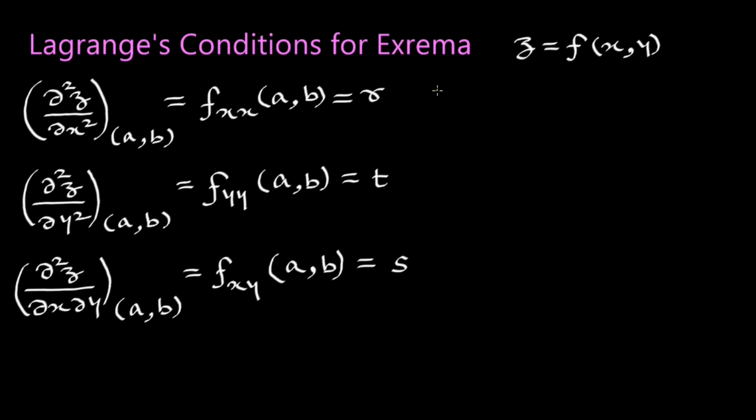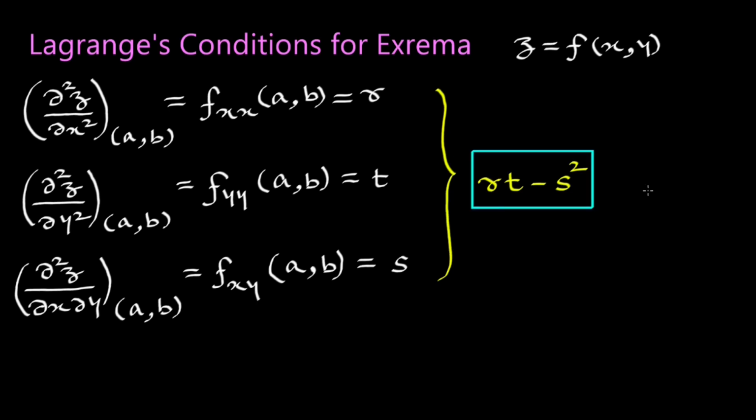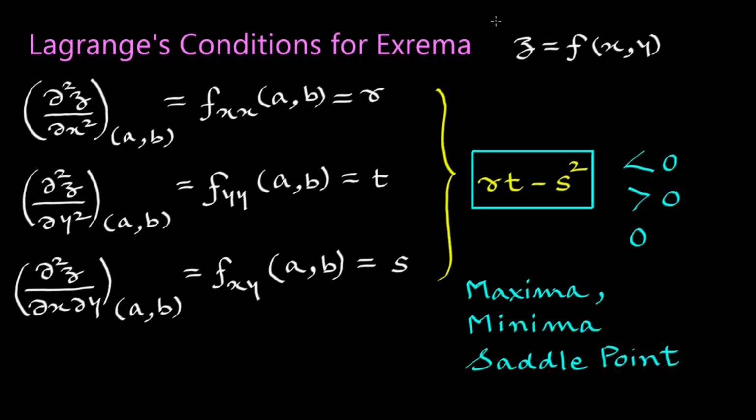And from these three values we evaluate the quantity rt minus s squared, and from whether this quantity rt minus s squared is negative, positive, or 0, we decide maxima, minima, and saddle point of function z equals f(x, y) at (a, b).